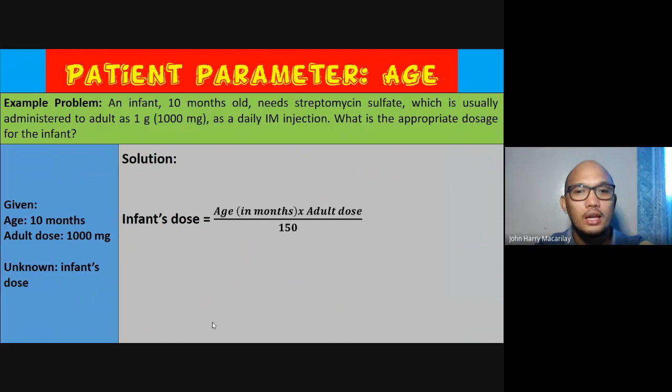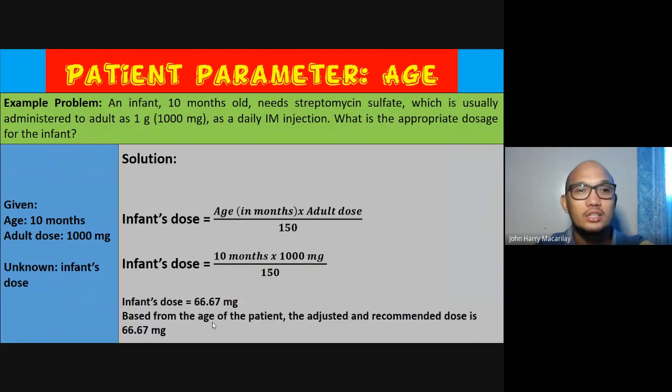For this formula, we will substitute the given. The age of the infant is 10 months times the adult dose of 1,000 milligrams divided by the constant 150. So 10 times 1,000 divided by 150, the answer is 66.67 milligrams. Based on the age of the patient, the adjusted and recommended dose is 66.67 milligrams. So a 10-month-old only needs 66.67 milligrams of streptomycin sulfate.